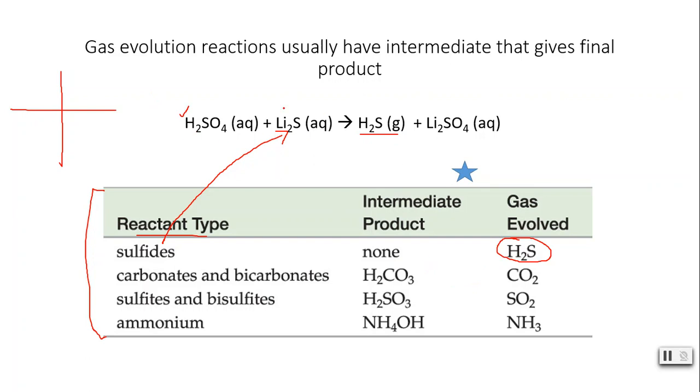So let's take these two reactants and just to practice our double displacement skills, do our little crisscross and see, well, how did I come up with hydrosulfuric acid and lithium sulfate as my products? So we're going to do double displacement with this. So cation and anion of one, cation and anion of the second reactant, and do the crisscross.